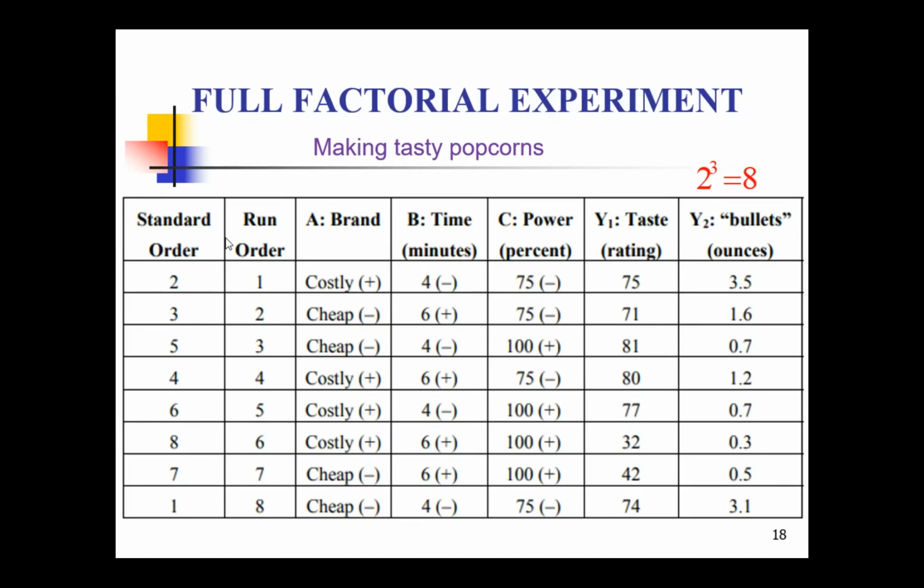Based on this designed factorial experiment, I am going to perform the experiment and then I am going to measure what is the taste and how many bullets are there. So in the table, the first column we have standard order and in the second we have the run order. The run order is used for randomization. The randomization reduces the experimental error. For this purpose only we are going to use the run order. The standard order is the designed order. So normally we will be dealing with the run order only.